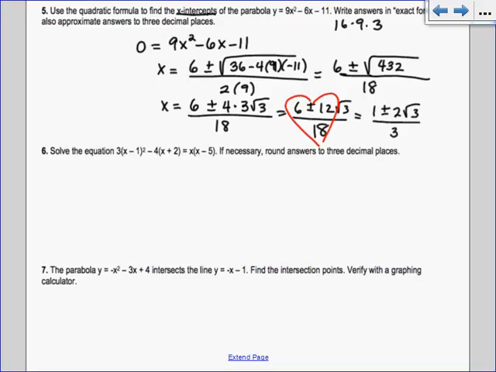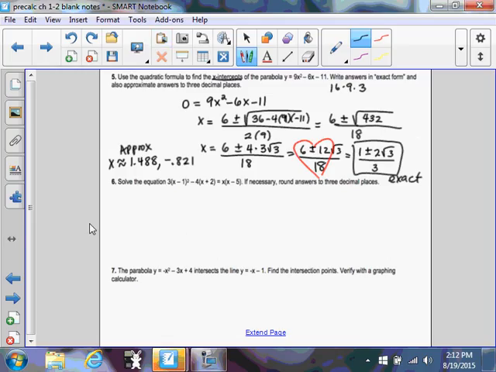Right? So then your approximate answers. I'm going to have 1 plus 2 root 3 all over 3. When I find the decimal answer, I get 1.488. And when I do the other one, 1 minus 2 root 3 all over 3, I get negative 0.821. So this is the exact form. These are the approximations. Stop there.